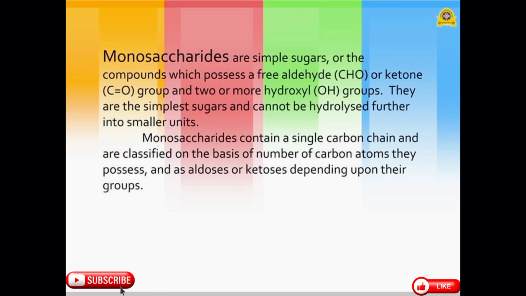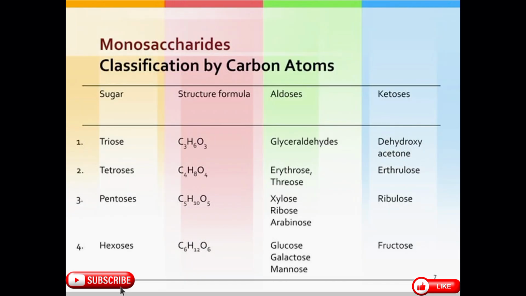Their functional group may be either an aldehyde, known as aldoses, or a ketonic functional group, known as ketoses. So depending upon the functional group, they can be either aldoses or ketoses. In this table you can see that carbohydrates composed of 3 carbon atoms are known as trioses, 4 carbon atoms tetroses, 5 carbon pentoses, and 6 carbon hexoses. Their examples are present, those having an aldehydic functional group are known as aldoses, and those having a ketonic functional group are known as ketoses.